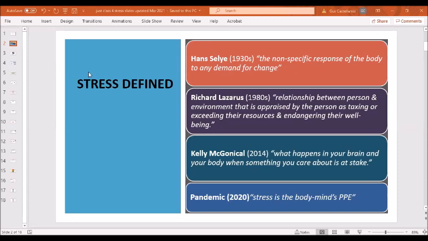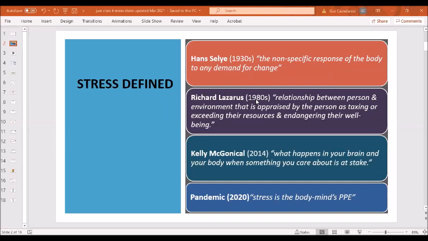So beginning by defining stress, it was first brought into the so-called clinical scenario back in the 30s by Hans Selye, a doctor in Canada, who borrowed the term from engineering. Engineers will say the stress on a column before it breaks, or the stress on how much this can tolerate and not tolerate. So he brought it into his clinical practice, and he defined it as this non-specific response of the body to any demand for change.